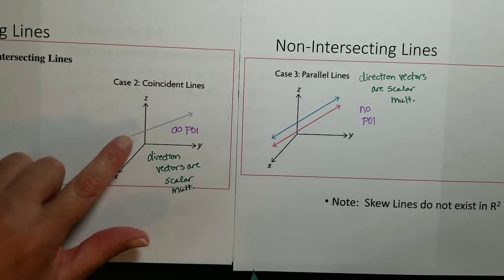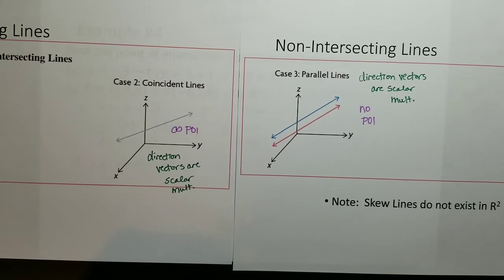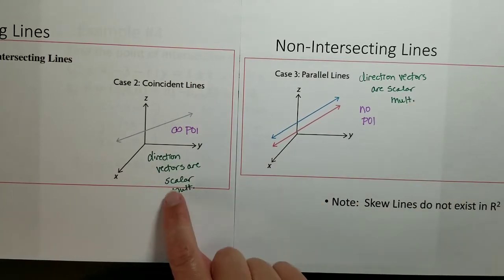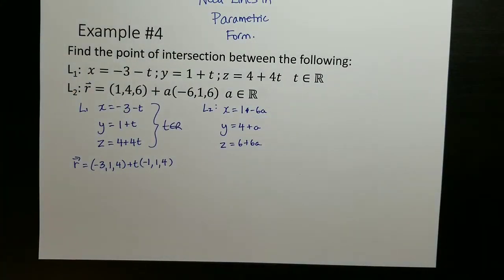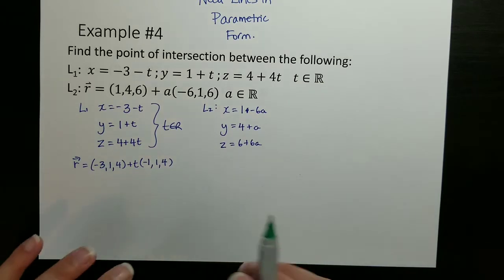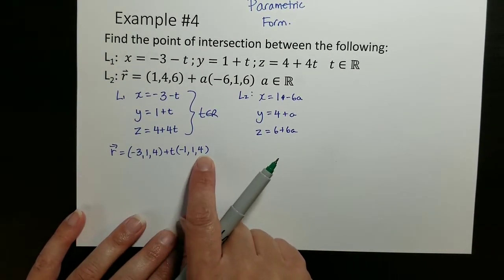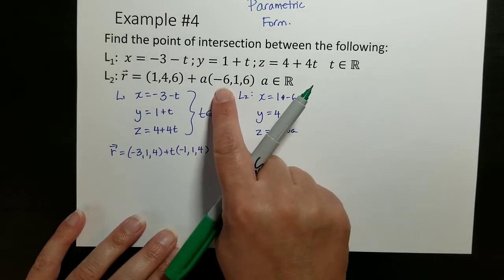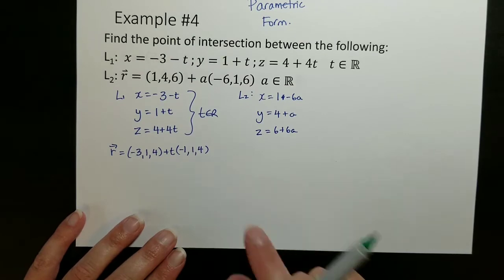And you can do that by just checking a point on one line and see if that point is on the other line. So that's a much easier calculation than what we're going to do here. And I wouldn't recommend trying to solve for the point of intersection if you noticed this kind of special property. But when we're taking a look at this one, we see that the direction vector here is negative 1, 1, 4, and the direction vector here is negative 6, 1, 6. So they're definitely not scalar multiples.